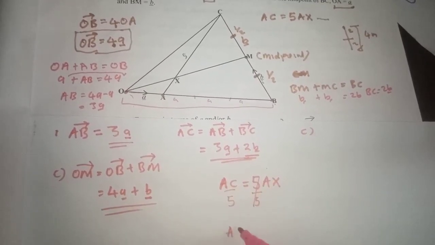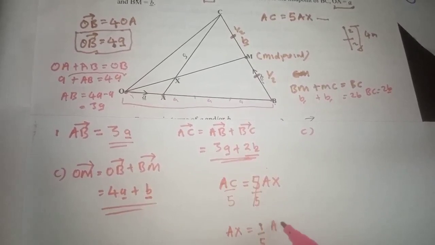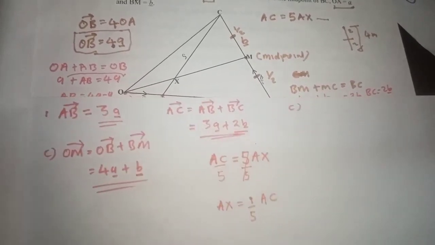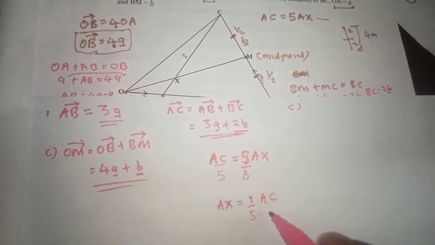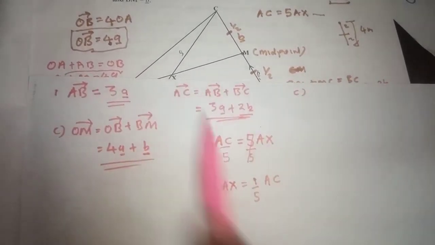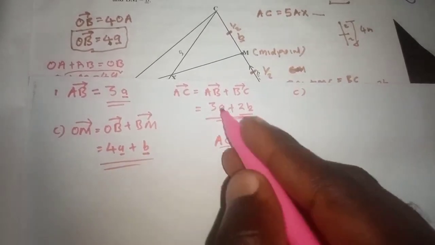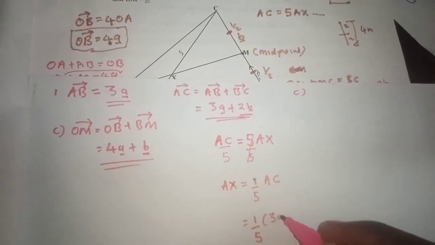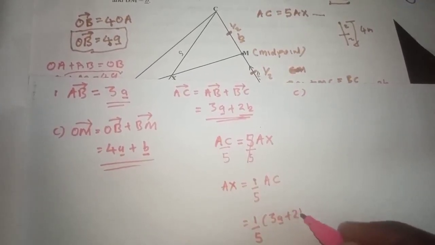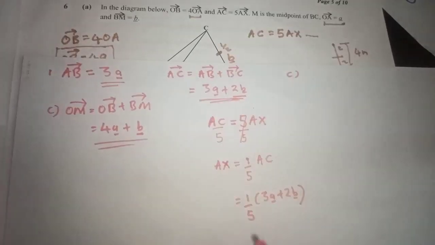So this simply means that AX is equal to, this can also be written as 1 over 5 AC. It's the same thing. So AX is simply 1 over 5 AC. Now remember we already have AC here, so we're going to say 1 over 5. What is AC? It is 3A plus 2B. So let us leave this here.